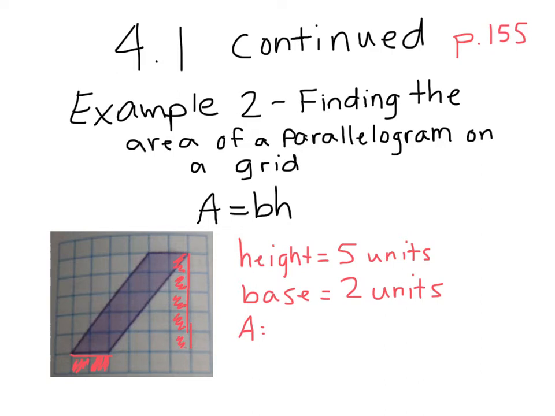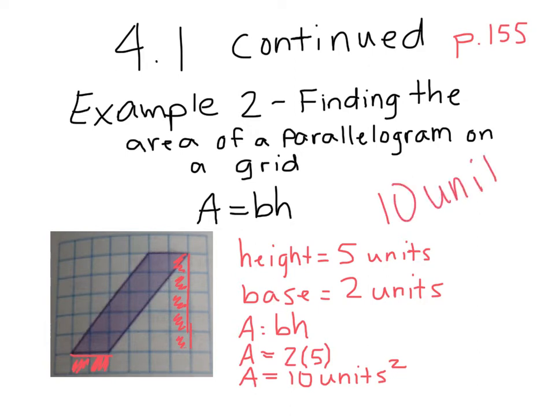Now I just fill in, and I remember I said this in the last example, area equals base times height. Area equals, I fill in for my formula, my base being 2 units times my height being 5 units. So my area would equal 2 times 5 is 10 units. And don't forget to square it. So my answer on this would be 10 units squared. I just rewrote it up here so we could see it.